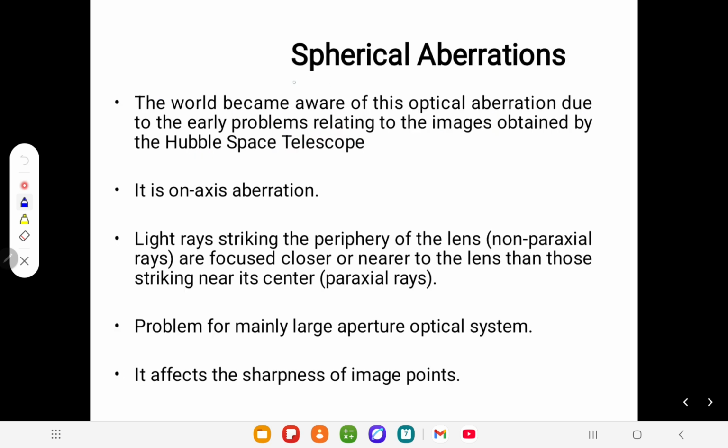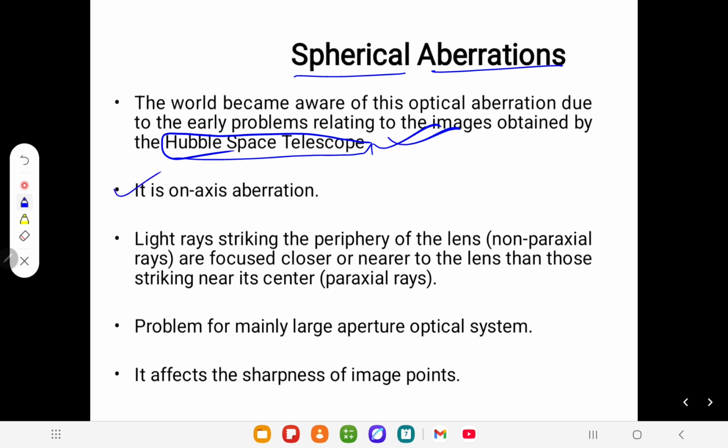So let's come to the term spherical aberration. Okay, what is spherical aberration? The world became aware of spherical aberration due to the early problems related to images obtained by the Hubble Space Telescope. So it's just history. I'll show you the figure after.